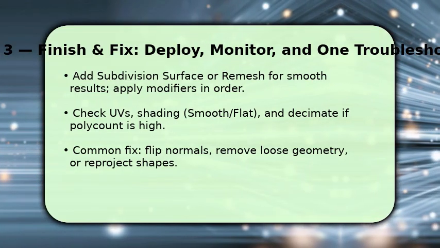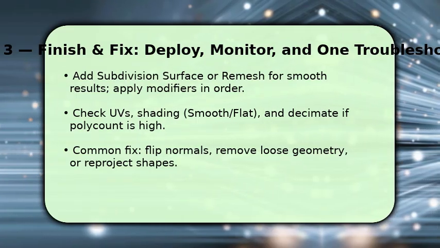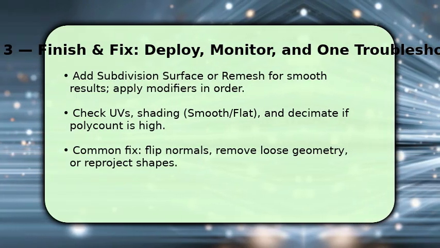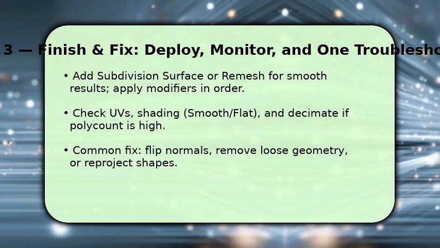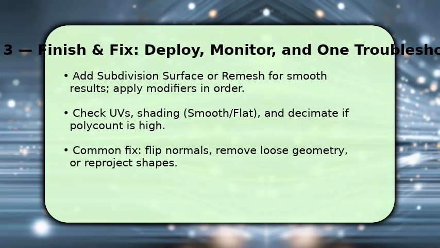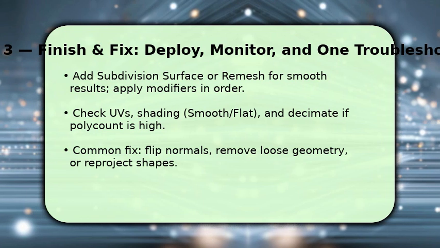Flip normals, run merge by distance, and inspect for hidden loose geometry. These steps usually resolve shading or gap issues. Finally, save incremental versions so you can revert if a fix creates new problems.